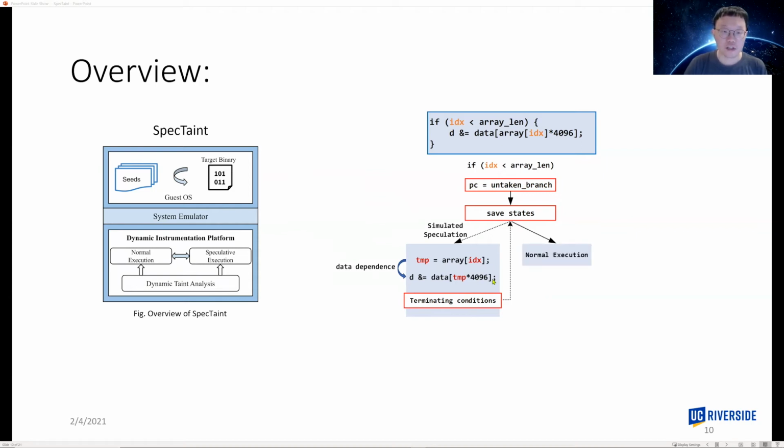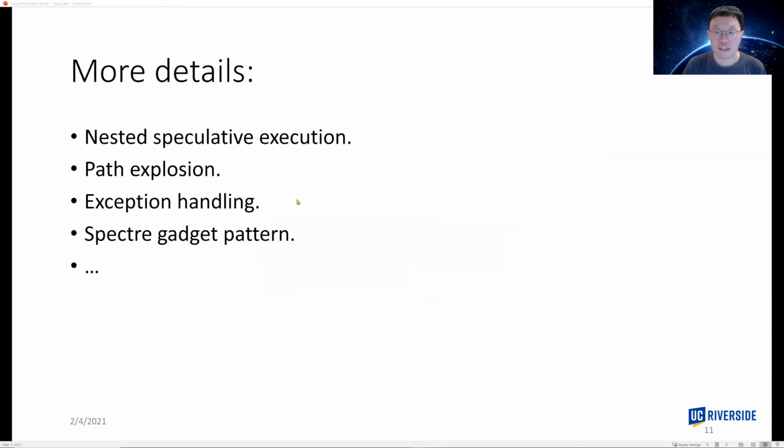Then it can continue the normal execution of the program. While this example illustrates a simple case of detecting the gadget, there are more technical challenges that we need to take care of. For instance, multiple mispredictions could happen in speculation, so we need to handle nested speculative execution and path explosion. We also need to carefully handle exceptions that happen during speculative execution.